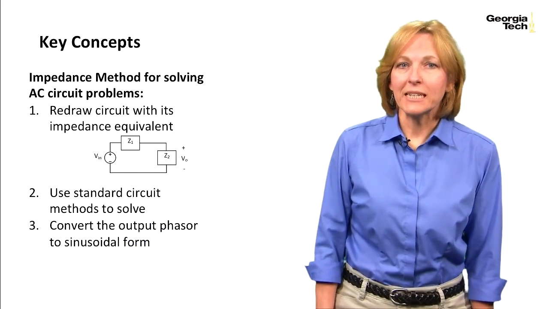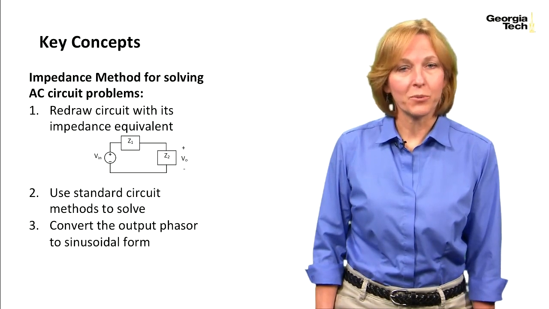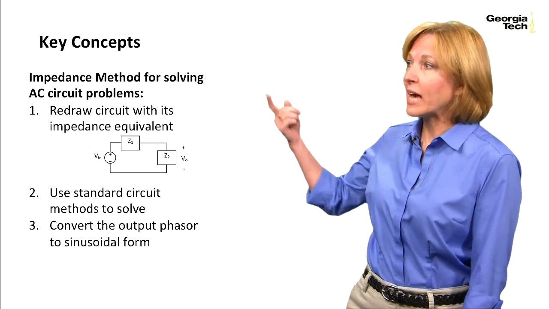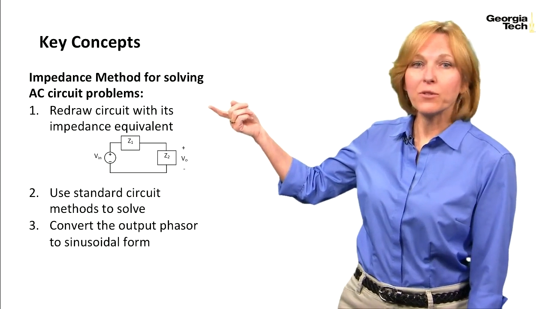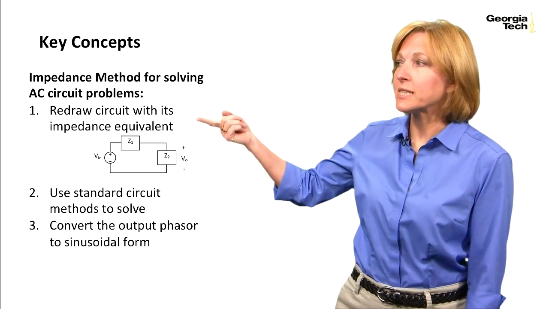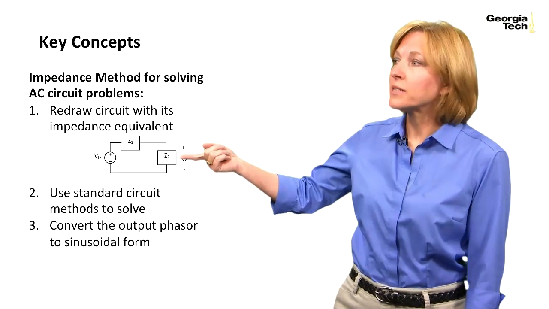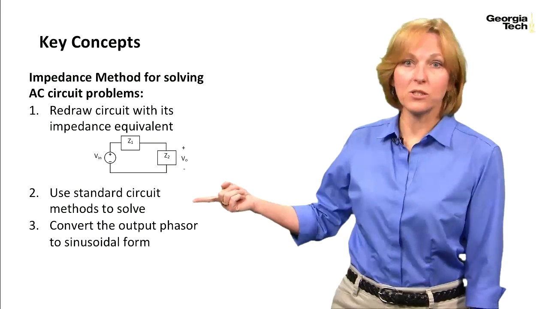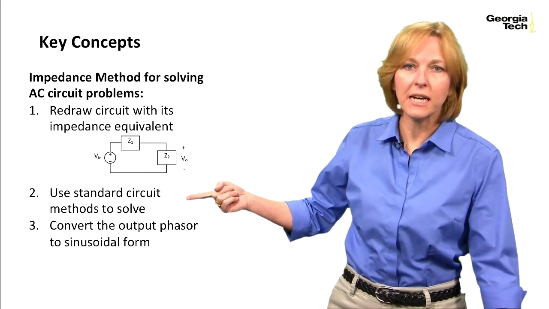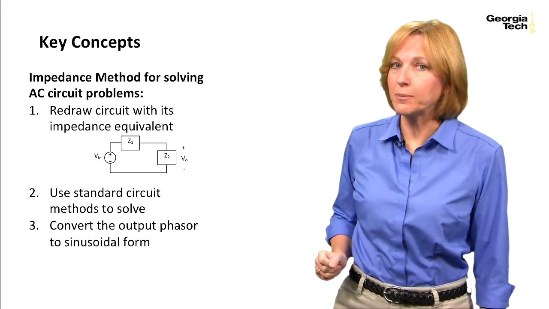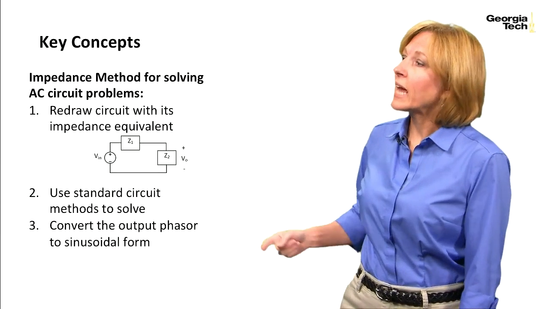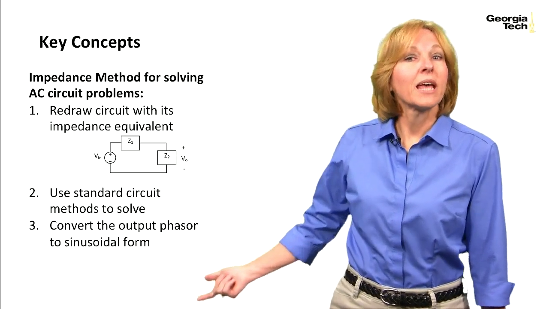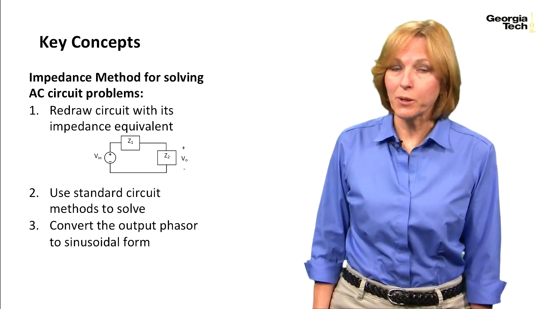So this particular lesson covered an impedance method for solving AC circuit problems. This particular lesson is the most important one in this entire module because it tells you how to solve circuit problems. We gave a three-step process. First, redraw the circuit with its impedance equivalent. So we replace all circuit elements with their impedances, all sources with their phasors. We use standard circuit methods to solve: node analysis, KVL, KCL, any of those methods. Just treat our impedance as if it was a complex resistor. And then finally, once we solved for the output phasor, we converted it to sinusoidal form. And what we also showed is that it matches with experimental results.